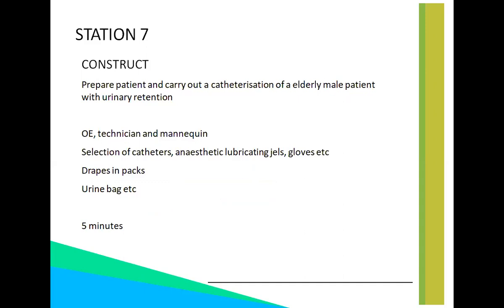Another example: prepare a patient and carry out catheterization of an elderly male patient with urinary retention. This is a procedure. You need a technician to help the student. You need a mannequin to insert the catheter in. We need to know if the student knows how to select a proper catheter, so we need a collection of catheters, anesthetic lubricant gels, gloves, drapes to cover the mannequin or the standardized patient, and a urine bag, and so on. For this procedure, you will allow 5 minutes for the candidate.